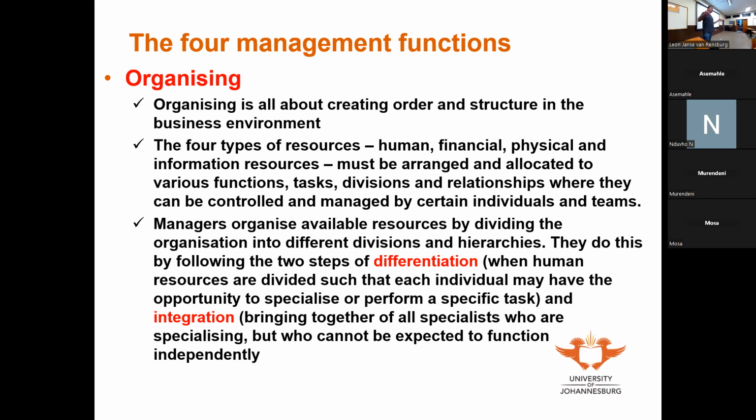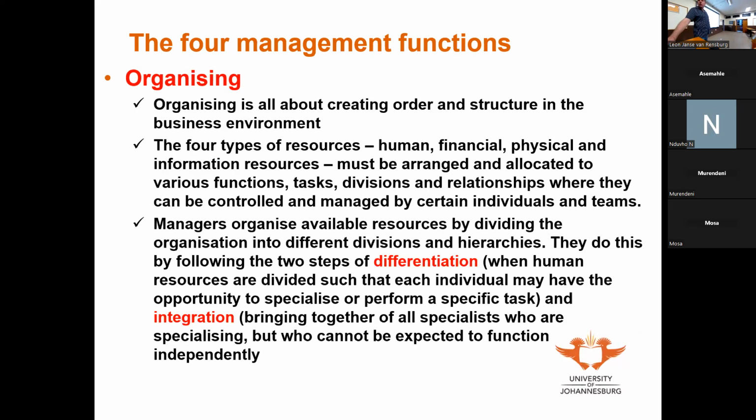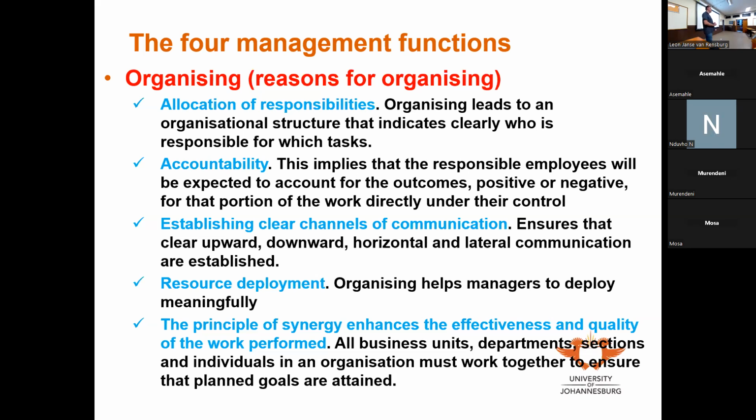Bring that together, but basically organize your resources: money, the capital, human resources, the physical resources, which could be your machinery or whatever, and information. That's also a resource actually. And then of course, still organizing. I thought we skipped control anyway. So, allocation of responsibilities.